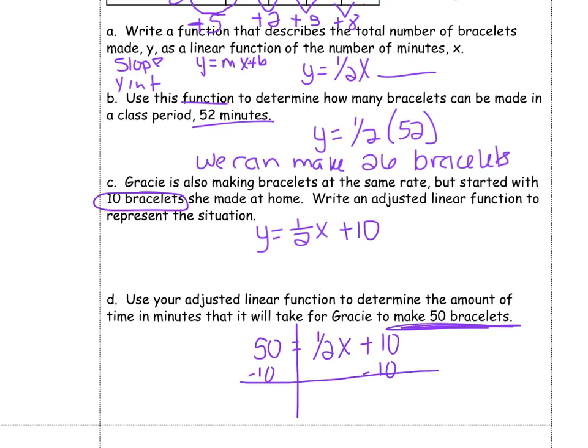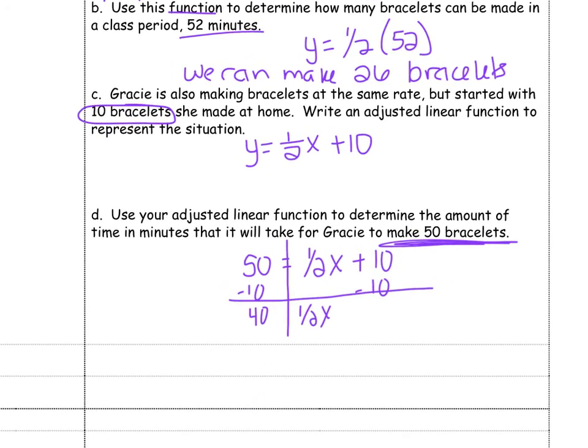So this whole lesson is just a review for you because we spent so much time in previous units writing equations. The solving equations unit, the first function. So here, it was 1/2 x. So we have to divide by 1/2 because it's multiplied. Dividing by 1/2 is the same thing as multiplying by 2. So it would take her 80 minutes to make 50 bracelets.